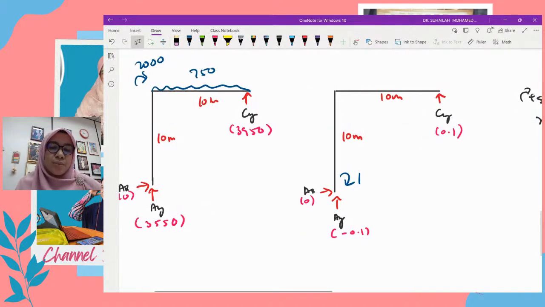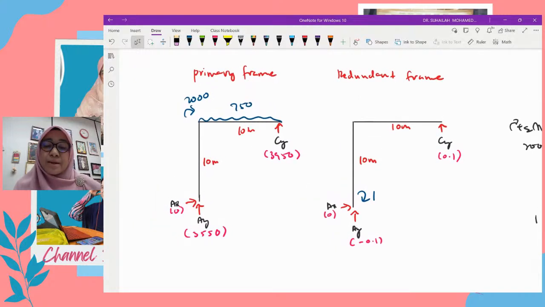Like this. So now we have this primary frame and redundant frame. Remember that we calculate reaction because we want to write the moment equation, and the moment equation depends on the reaction. Without reaction, we cannot write the moment equation, except in certain cases. Basically, we write the moment equation from reaction. Okay, this is all the reaction.